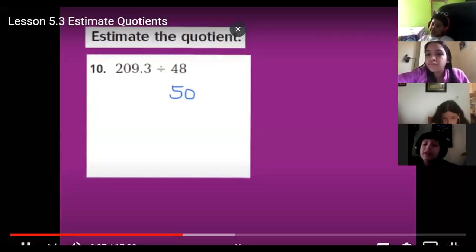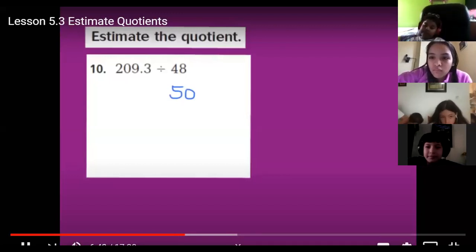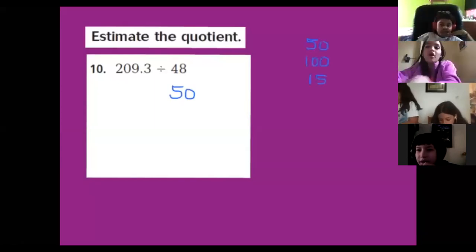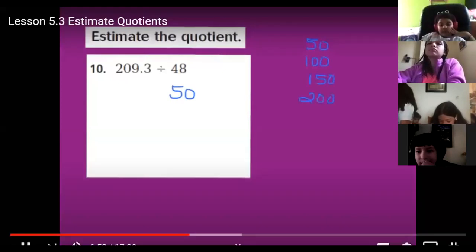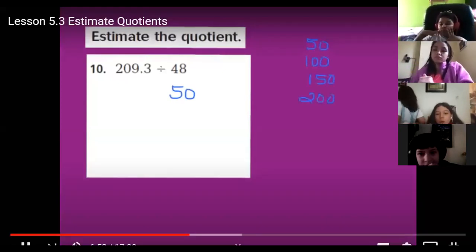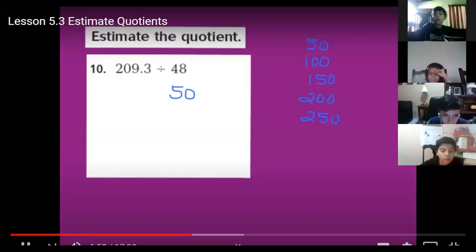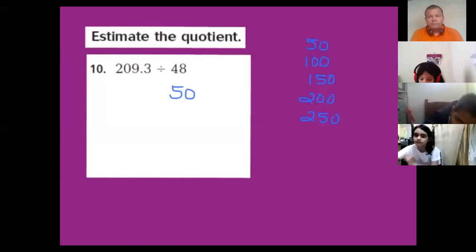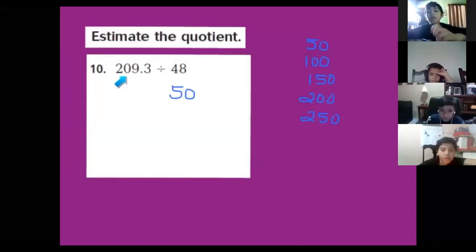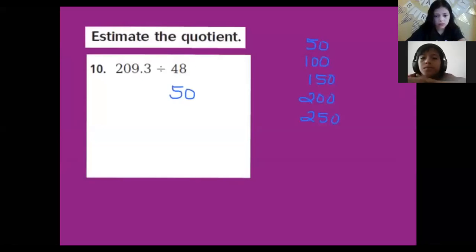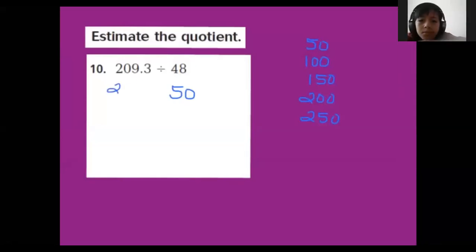So out to the side, I'm going to begin to list my multiples of 50. Out here I have 50, 100, 150, 200, and I also have 250. Now, I'm going to stop there because here's what I know. I know that 209 3/10 falls in between 200 and 250, and it is close to the whole number 200. So I'm going to turn 209 3/10 into the whole number 200, and I'm going to write that down.